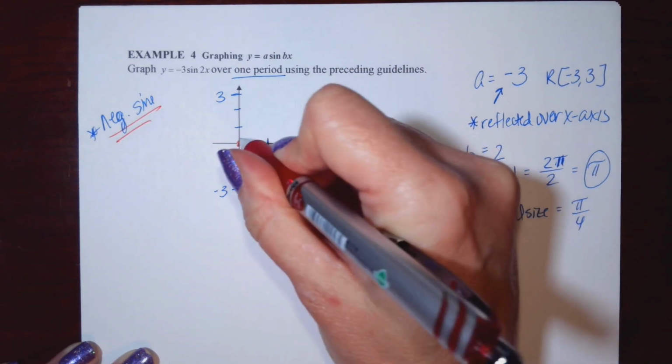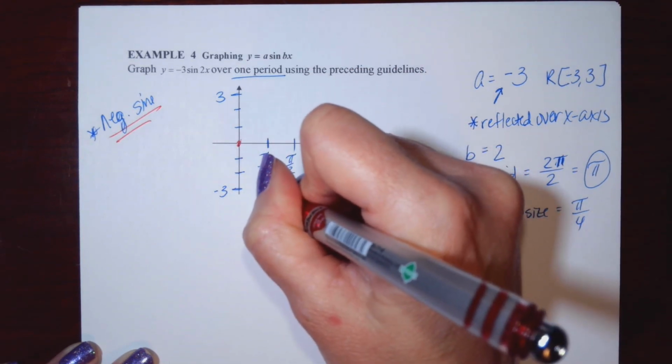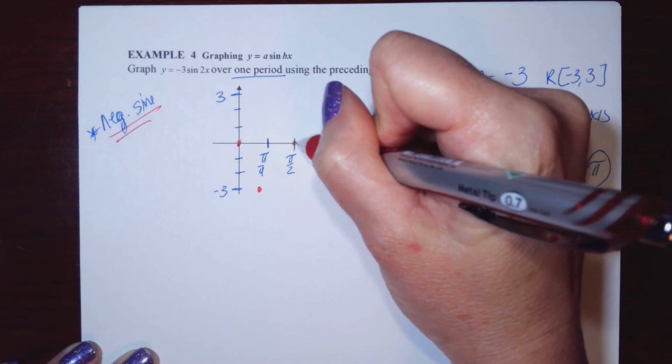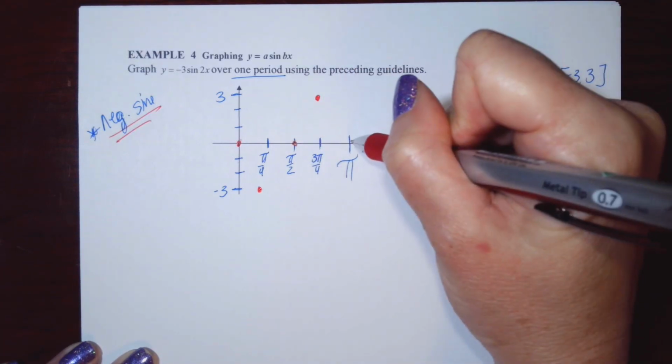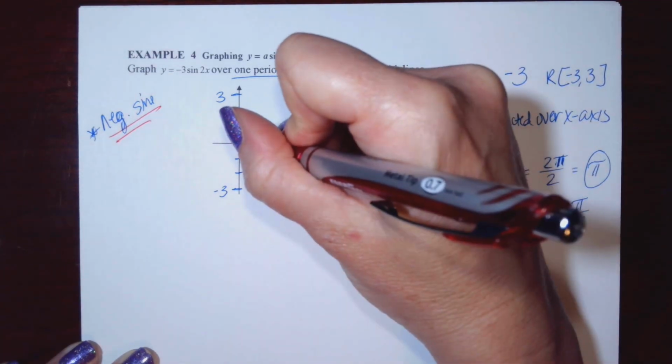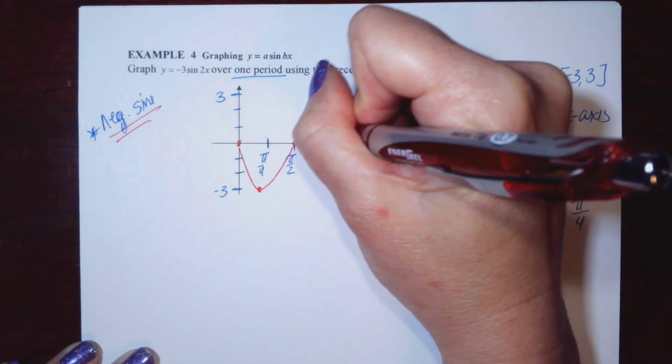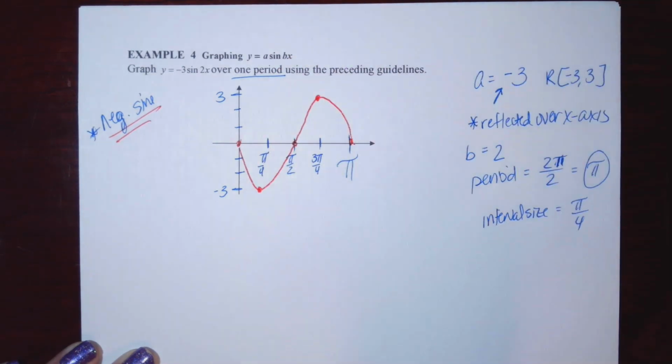So my first major point's at center, my second major point is at the trough, back to center, then up to peak, and back to center. So we have a negative sine function. It's been reflected across the x-axis.